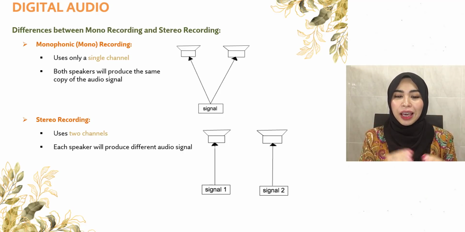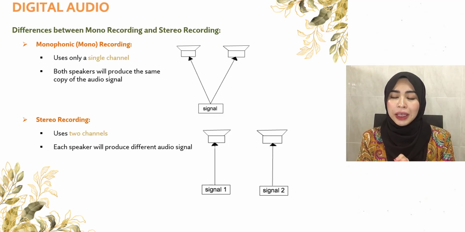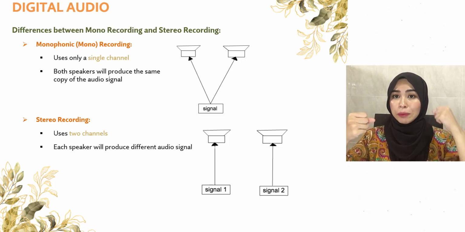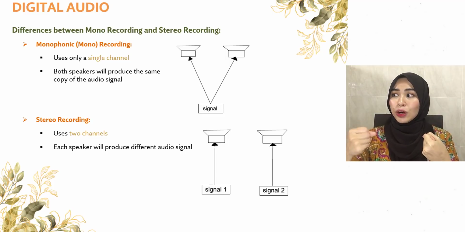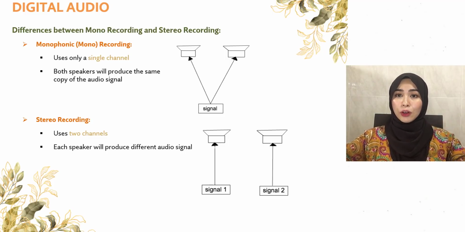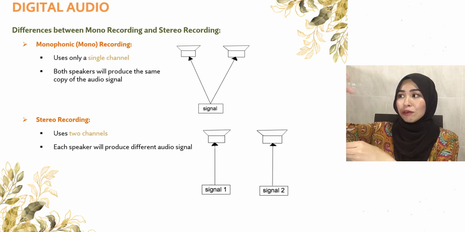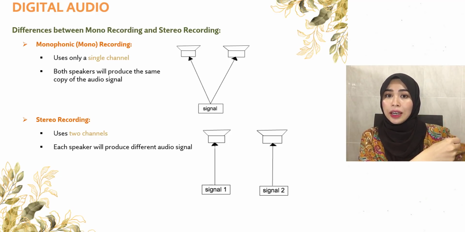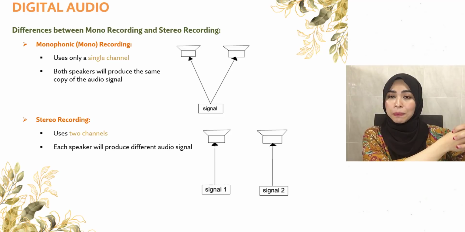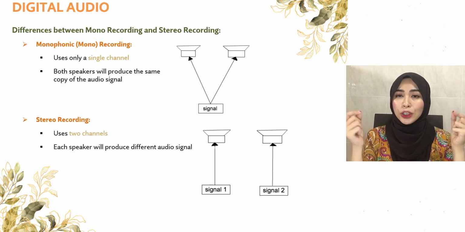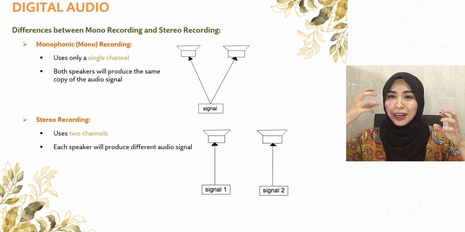That is a mono recording, because both outputs will produce the same copy of the same audio signal. But if you record it in stereo, it uses 2 channels, meaning that I will have 2 different microphones. Let's say I put one on my right and another one on my left. Whatever sound is nearer to the right microphone will be recorded there, whereas a sound nearer to the left microphone will be recorded here.